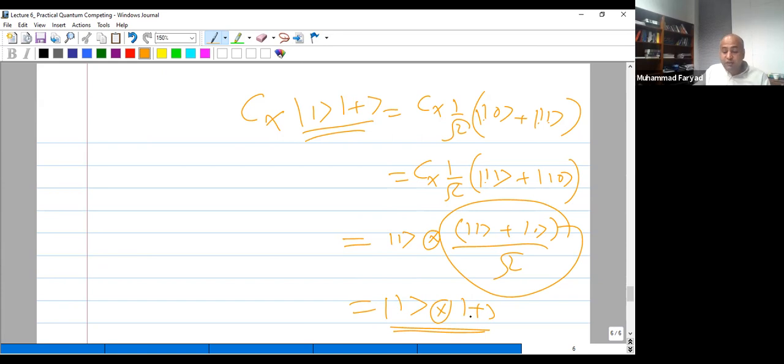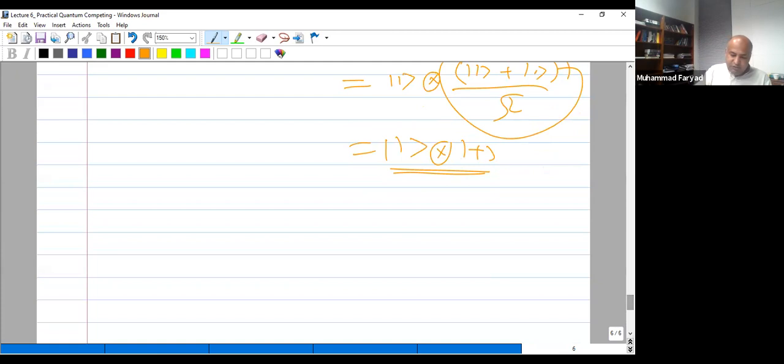Nothing happens, even if my control is in 1 state, because superposition is prepared in such a way that it's a positive combination of 0 and 1. So 0, 1 both flip. So it still remains 0 plus 1. But let's now see what happens to this one? So I have CX applied to 1 minus state.